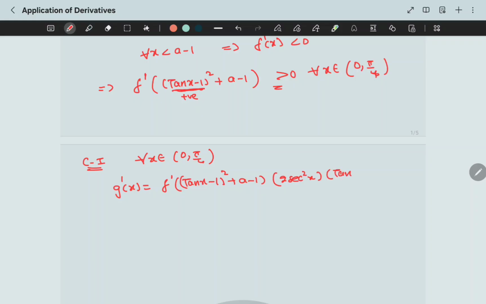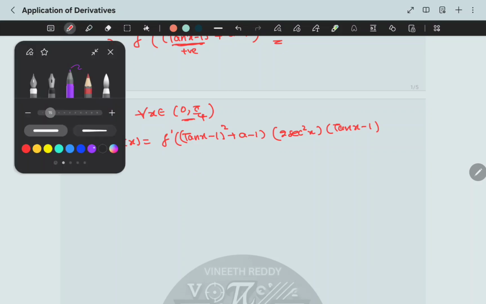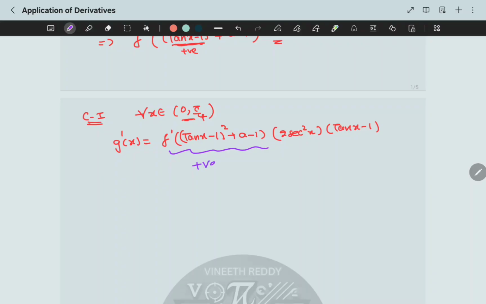into tan x minus 1. Now think about it. For all x belonging in this interval, this value is positive. Which value? This value is always positive, we just discussed, and this value should also be positive since it's a perfect square. What about tan x minus 1? See, tan x is an increasing function. Tan x, the graph is something like this. At pi by 4, the value is 1.